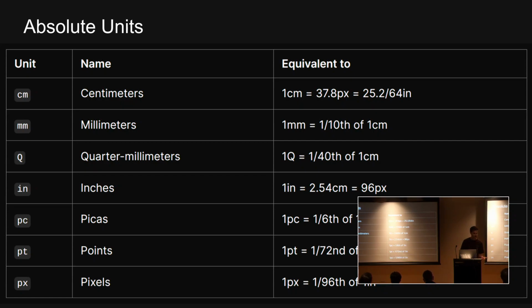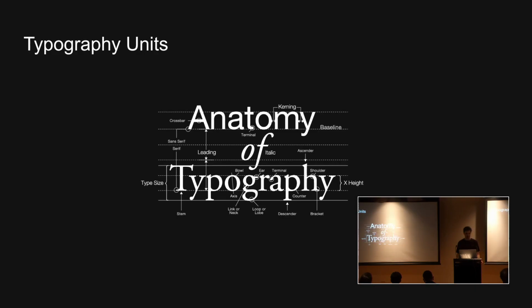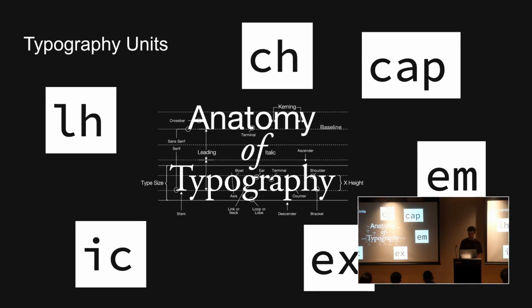But having absolute units means we have relative units. The first of which are typography units. A user can zoom in on your page, and that increases the size of a pixel. But they can also go into the settings and change the font size, meaning they don't want everything zoomed in, they just want the text bigger. And for that, we have all these units.